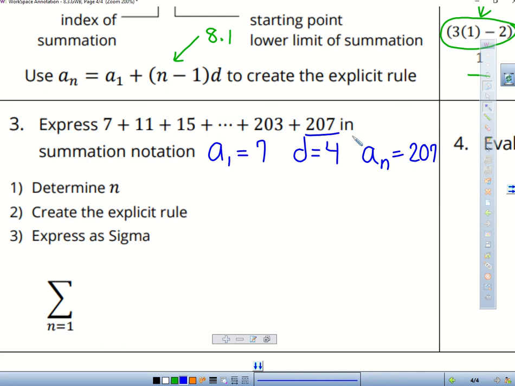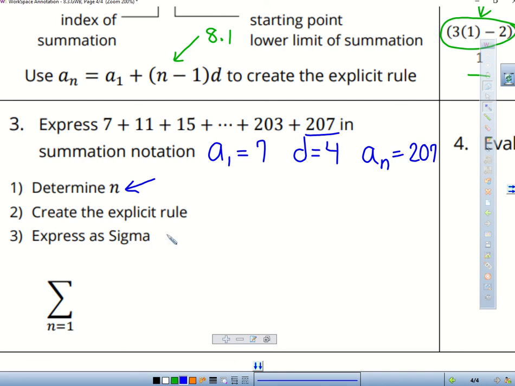We don't know what position it's in. We don't know if it's the 28th position, the 18th position, because we don't yet know how many terms there are in this thing. So we have to figure that out first. So we have to determine n. Now fortunately, we have a formula for finding n, don't we?